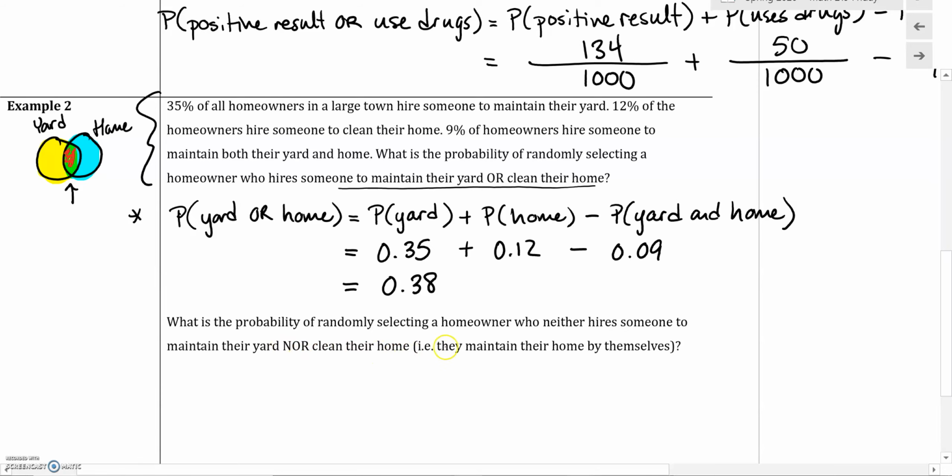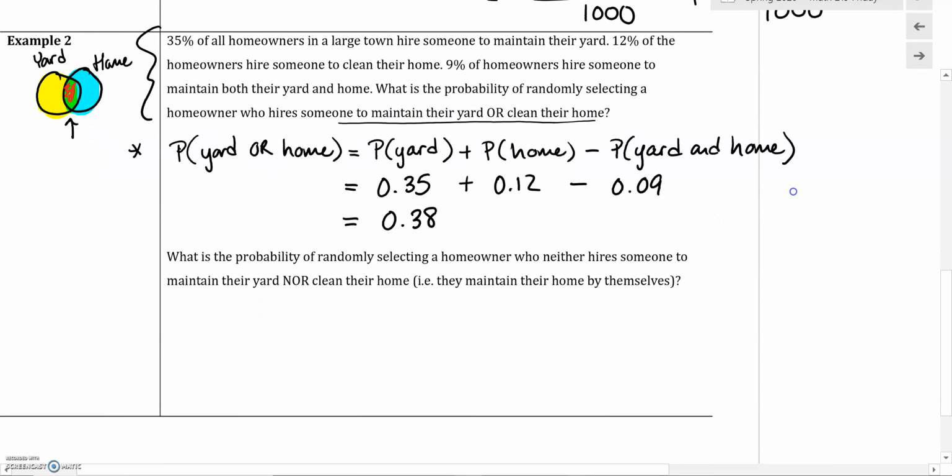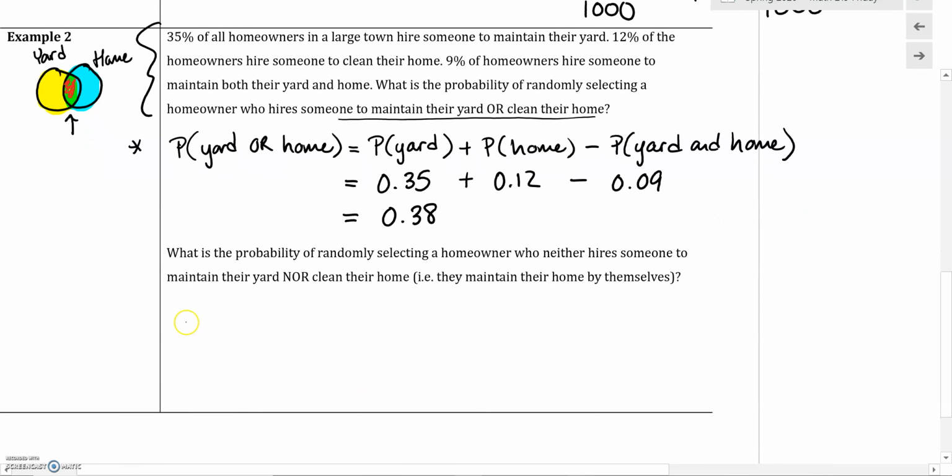What is the probability of randomly selecting a homeowner who neither hires someone to maintain their yard nor clean their home? This sounds like the complement. This sounds like not yard or home. The complement of that thing, right? Neither yard nor home.